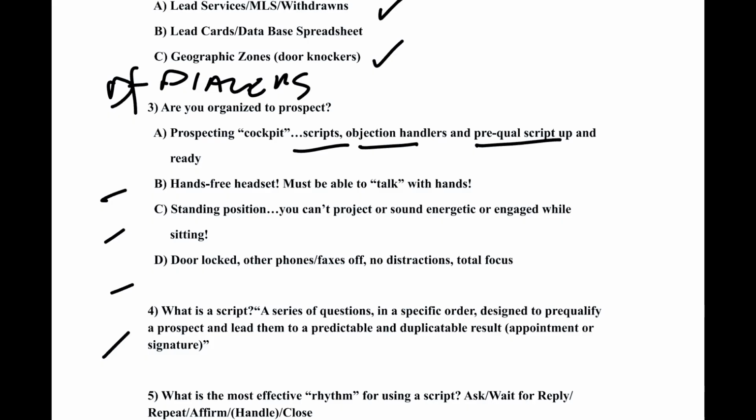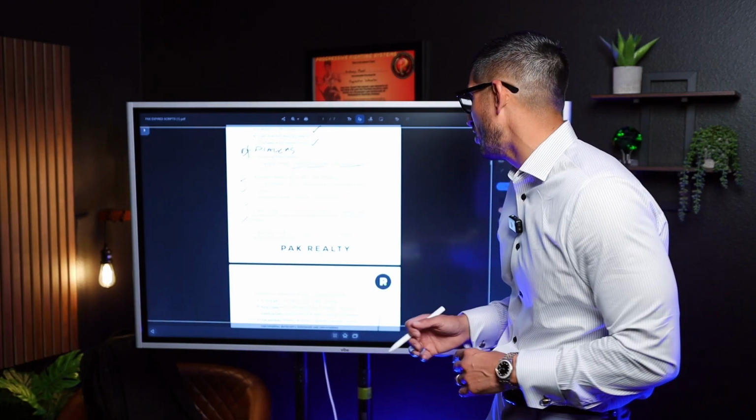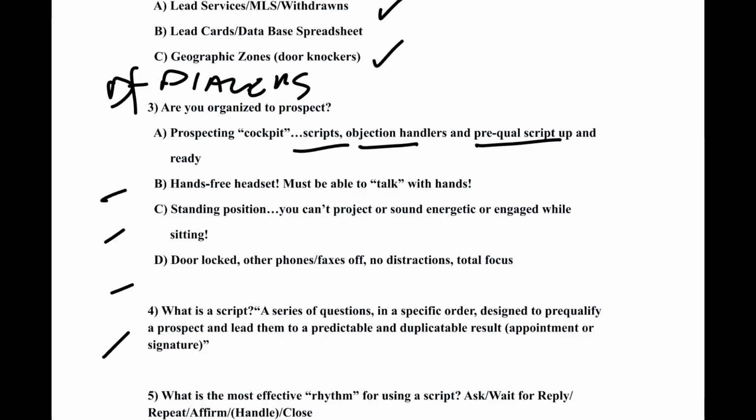So what's a script? A script is very simply a series of questions. That's all it is. What's the most effective rhythm for a script? It's very important, and we use this: I'm going to ask a question. I'm going to wait for a reply. I'm going to repeat and affirm what they said, and I want to handle that and then go ahead and close for an appointment.